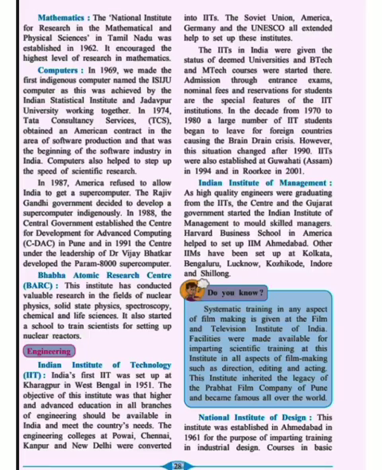Okay, what was the main thing? That admission through entrance exam, the nominal fees and reservation for a specific category of student. And in the decade from 1970 to 1980, a large number of IIT students began to leave for foreign countries, causing the brain drain crisis. However, the situation changed after 1990. IITs were also established at Guwahati, that is Assam, in 1994 and in Roorkee in 2001.